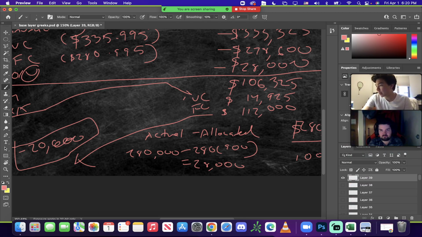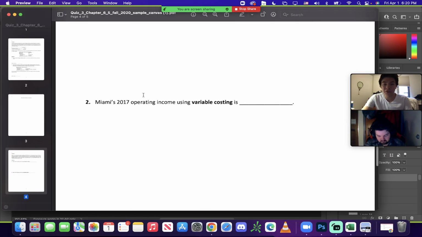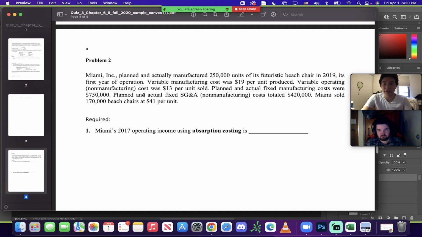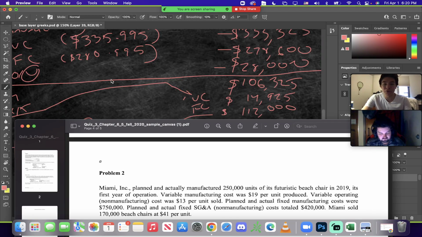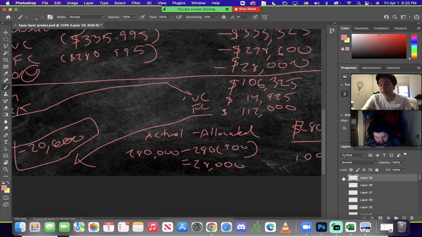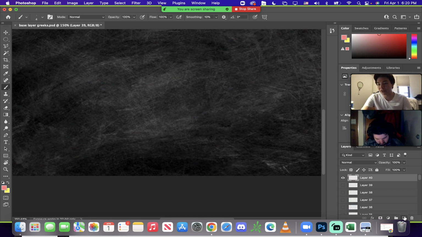And then finally, to end it off, we're going to do quiz 3, and we're just going to do the absorption costing. I'm just trying to really nail that down. That's really important. So quiz 3, problem 2, absorption costing, and I'll let you get started on that when I use the restroom. Is it the Miami Inc. one? Yeah. Okay, absorption costing.